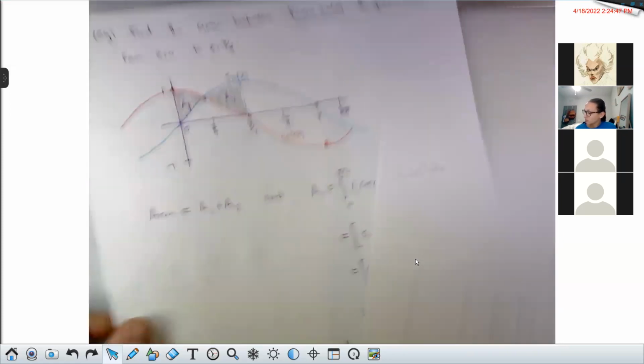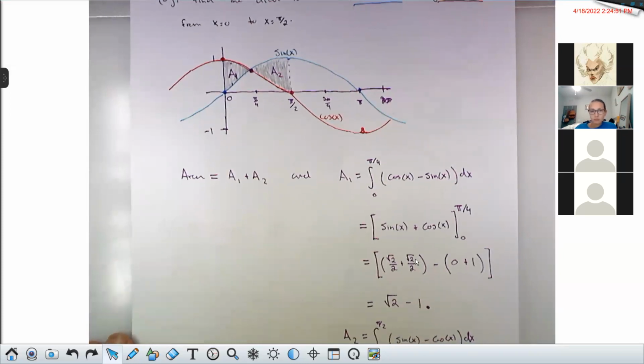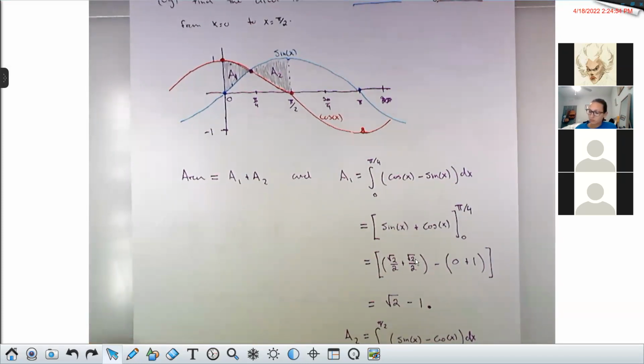And you might be able to see that in the symmetry here, right? A1 and A2 are actually equal. My picture isn't perfect, but they're both root 2 minus 1.